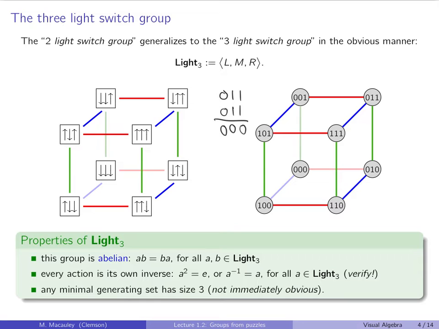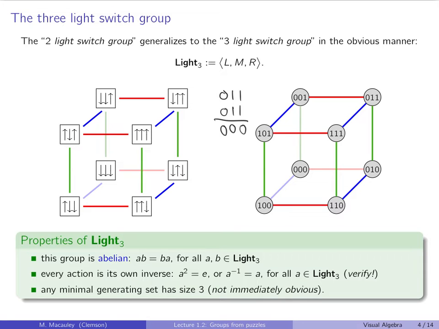And finally, any minimal generating set of this group has size 3. This is not immediately obvious. It should be clear that this is a minimal generating set right here, L, M, and R. It generates because it connects up all possible states. And it's minimal because I can't remove any one of these colors. If I remove the red arrows, then I have 2 components. If I remove the blue arrows, or the green arrows, I get multiple components.